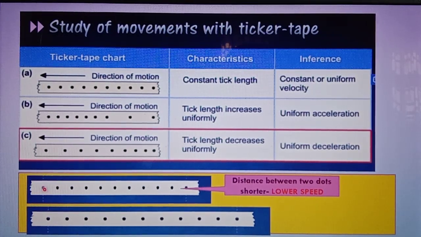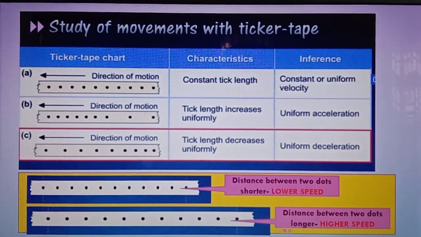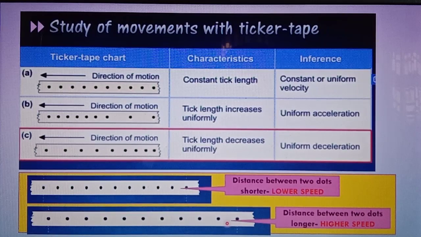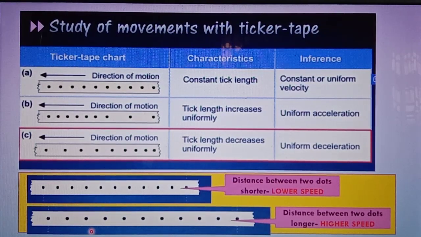And this one shows the distance between two dots is constant, which also shows constant velocity or constant speed. Okay, second one. Distance between two dots longer, meaning higher speed. And then the distance between two dots is also constant, meaning constant speed or constant velocity. So from the ticker tape produced, we can analyze motion. We can determine the value of speed or velocity or acceleration, and also state the type of motion of the object.